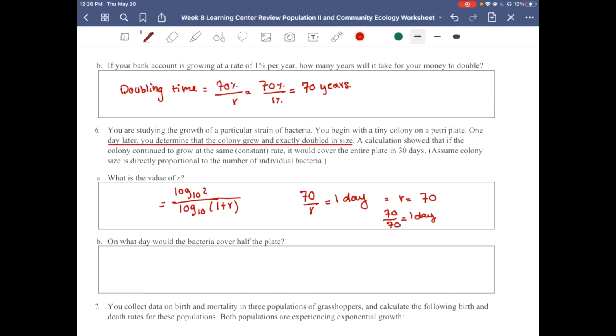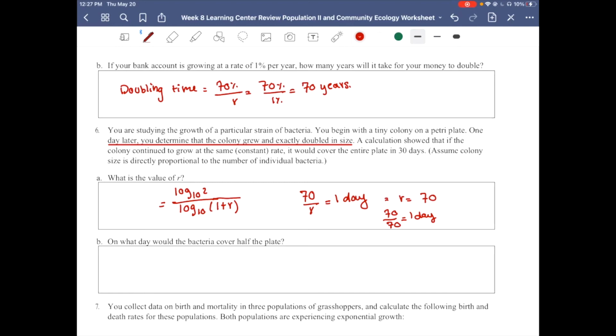Okay, and then the next question is asking on what day would the bacteria cover half the plate? So they told us that the bacteria doubles in size every day and completely covers the plate by 30th day. So using that logic, we know that on 29th day, it's half the plate. Because if that half the plate doubled again, then that would give us the whole plate. So the doubling only happens for the cup when it's covered in half to give us the full.